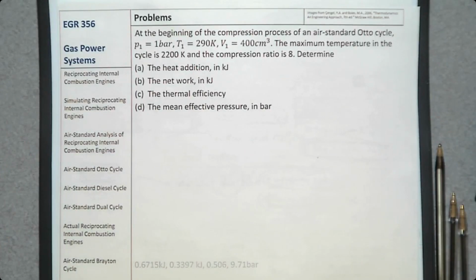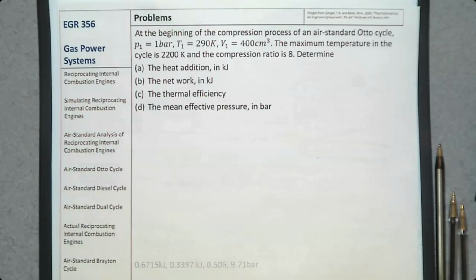At the beginning of the compression process of an air standard Otto cycle, the pressure P1 is 1 bar, T1 is 290 Kelvin, V1 is 400 centimeter cube. The maximum temperature in the cycle is 2200 Kelvin, and the compression ratio is 8. So we want to determine the heat addition, the net work, the thermal efficiency, and the mean effective pressure. So let's do that.